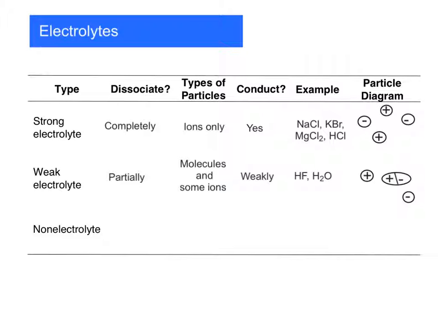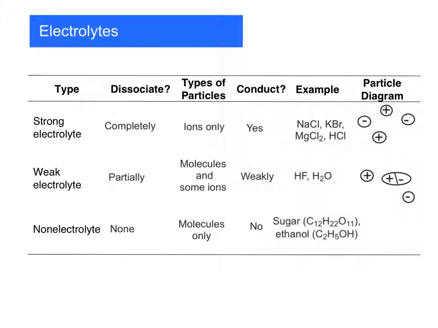Okay? And then a non-electrolyte does not dissociate at all. You only have molecules present because nothing separates. Non-electrolytes do not conduct electricity when they dissolve in water. And some examples of these would be things like sugar, which I mentioned and we did in the simulation. Ethanol is another example. A lot of organic compounds are non-electrolytes, things that have carbon in them.